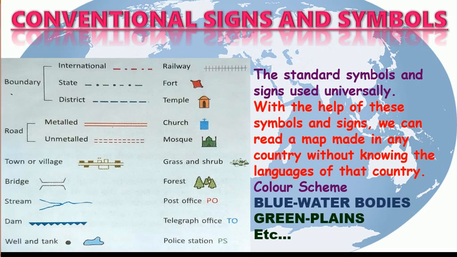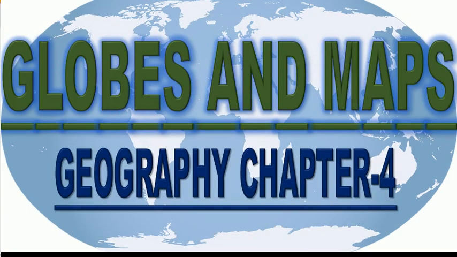The information shown on a map can only be read and understood by those who know its language, which includes features like scale, direction, colors, signs, and symbols. Isn't it? So that is all for today. In today's module, we have discussed the three components of map: distances, directions, as well as conventional signs and symbols. Till now, what we have read.